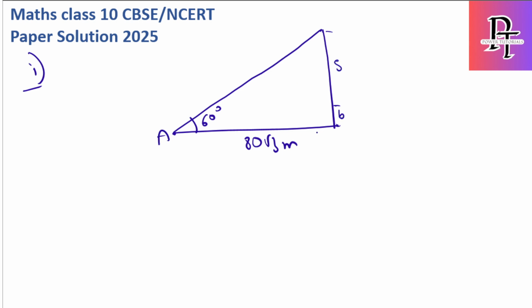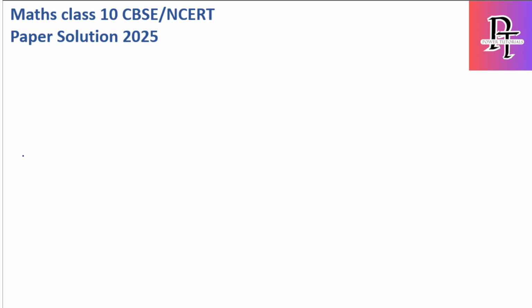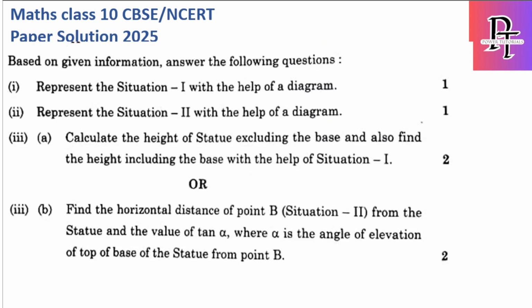So this is A. If I say B, C, and let me mark this as D, then AB is distance, BD is base, CD is statue. If you write all these points and if you mark the distance as well as the angle, you'll definitely get 1 mark for this question. Okay, let's see B question. Second question. Situation 2 with the help of diagram.